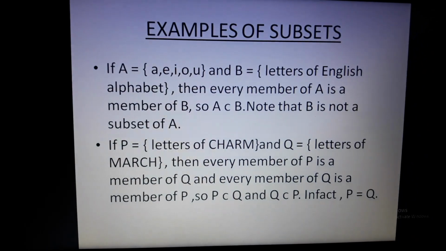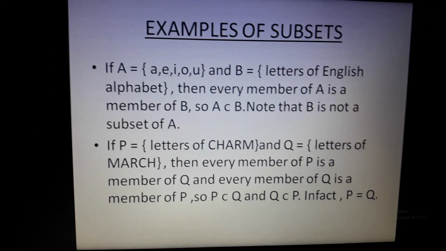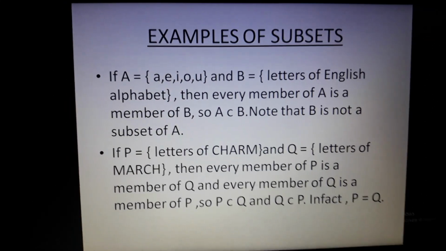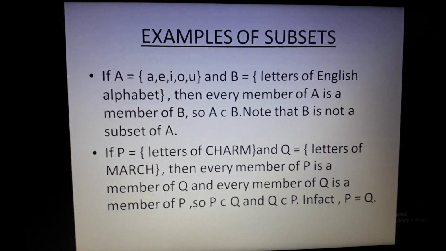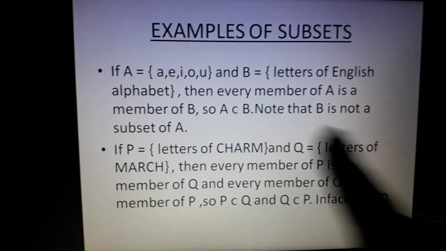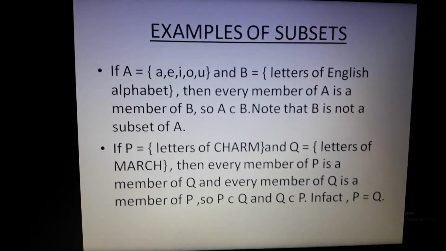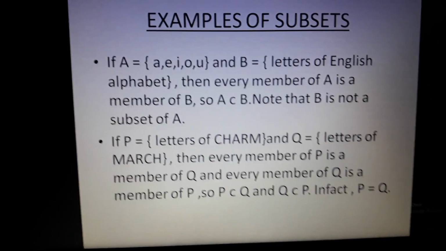Now see some examples of subsets. If A equals {A, E, I, O, U} and B equals the letters of the English alphabet, then every member of A is a member of B. So A is a subset of B. Note that B is not a subset of A because there are some elements in B which are not in A.